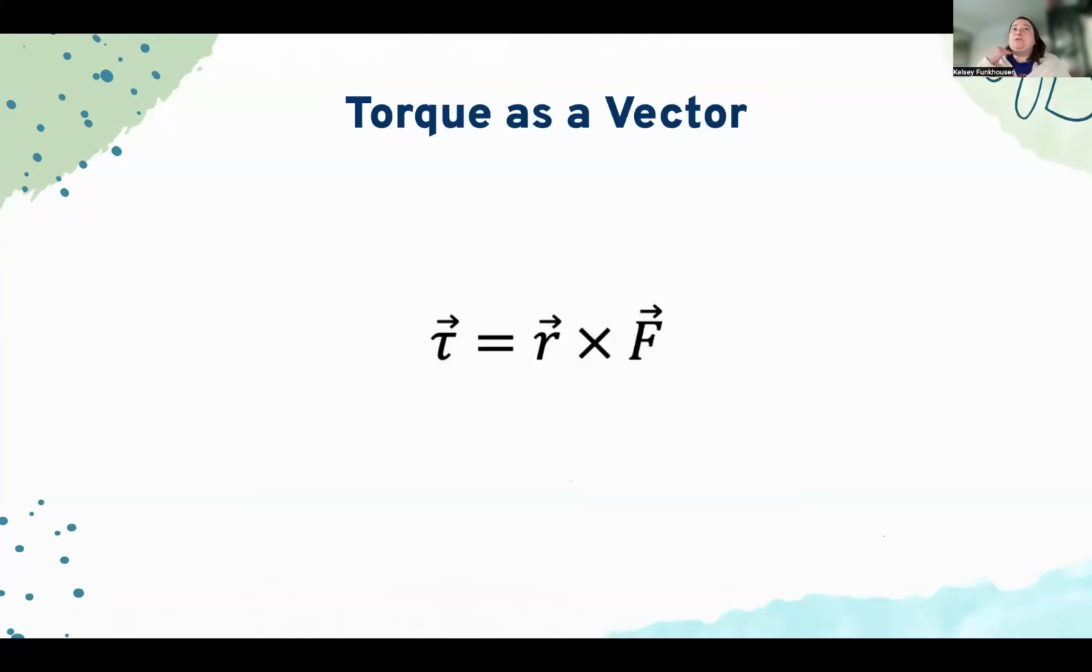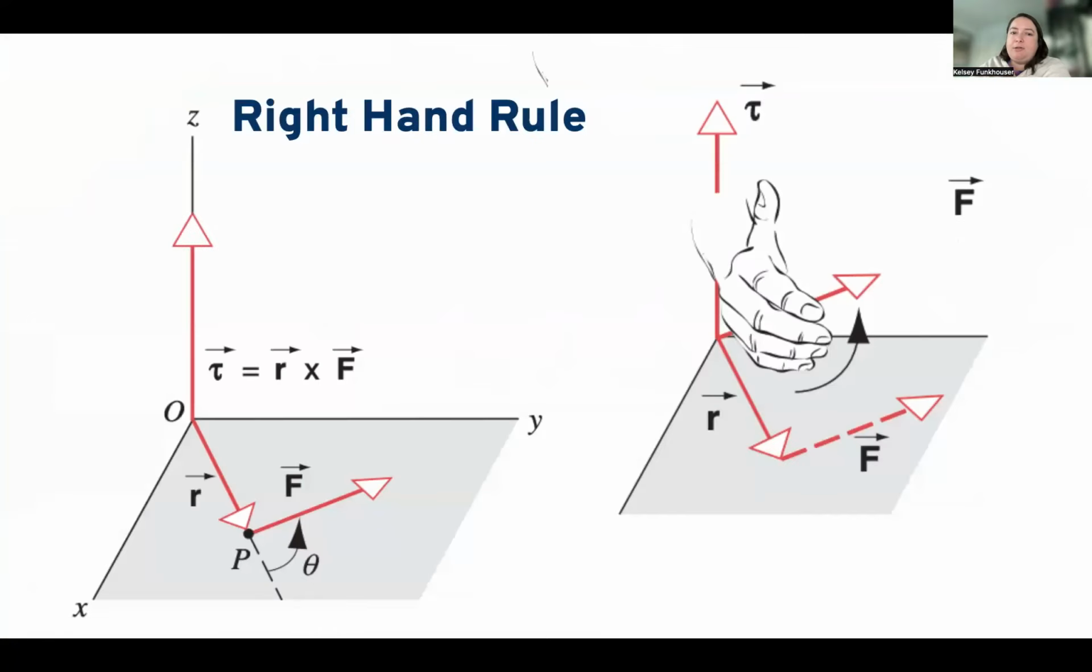Okay, now torque is also a vector, and torque is the cross product of that radius or distance from the pivot point times the force. And since it's a vector, we should be able to identify the direction of the vector, and this is where we use right-hand rule again. Like I said in the previous lecture, there's lots of right-hand rules in physics. Here's another one. It's different than the previous one.